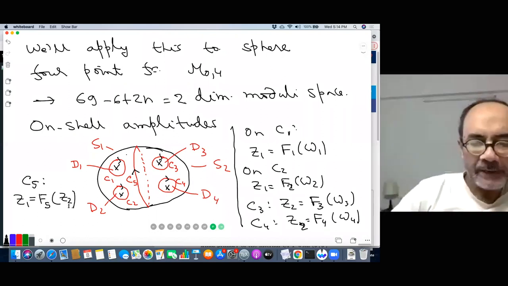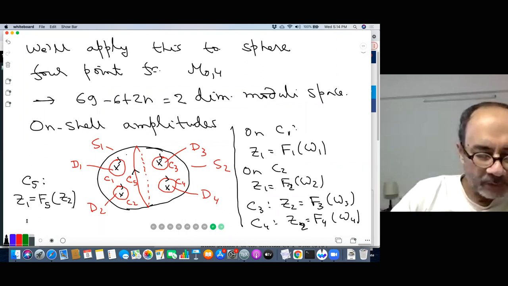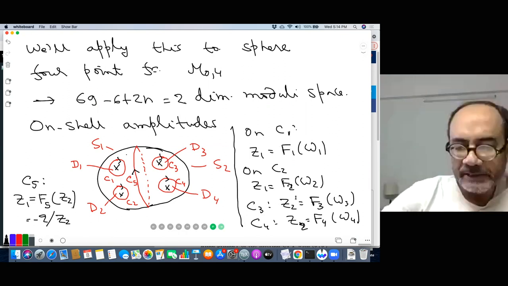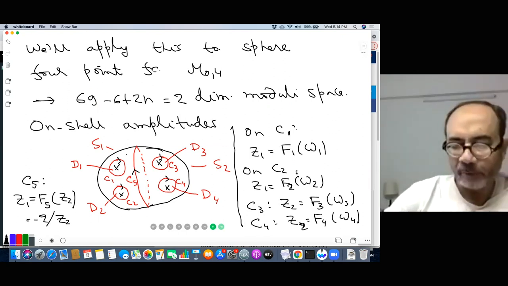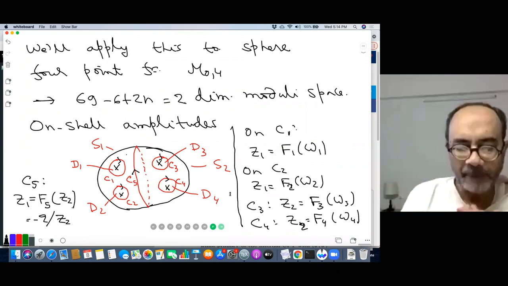And you have to introduce basically two parameters because you are trying to draw a two-dimensional section. We'll have to introduce two parameters here. We can put it in any way we like, but the easiest is that I'll choose F5 to be minus Q by Z2. And we'll choose these to be independent of Q. Otherwise, we'll leave this completely arbitrary, at least for now. And then we are basically going to apply this whole machinery that we developed to write down the amplitude for this four-point function. And we'll see what we get.